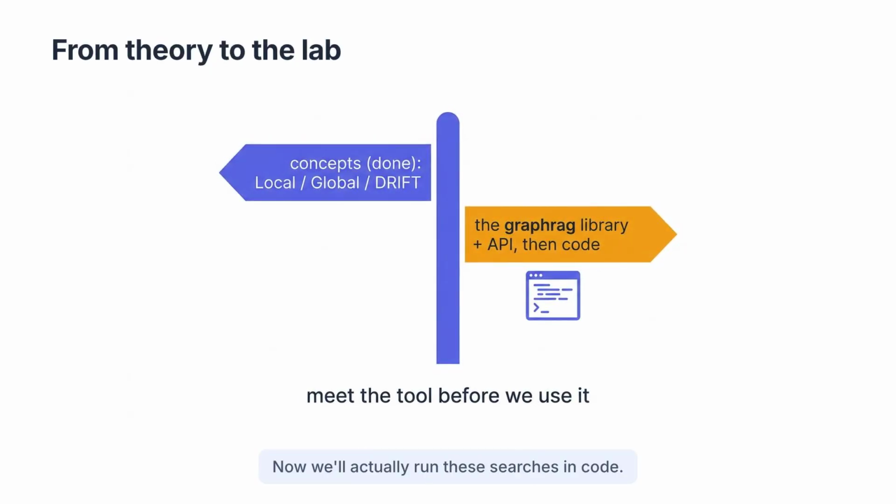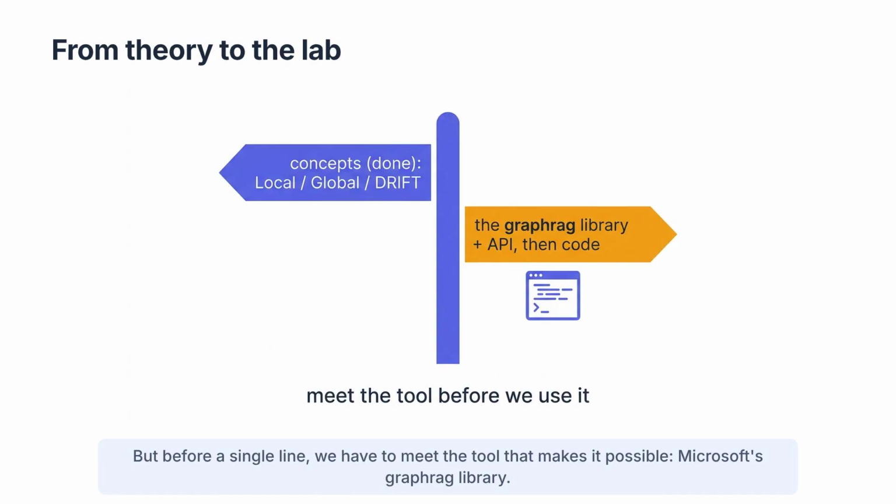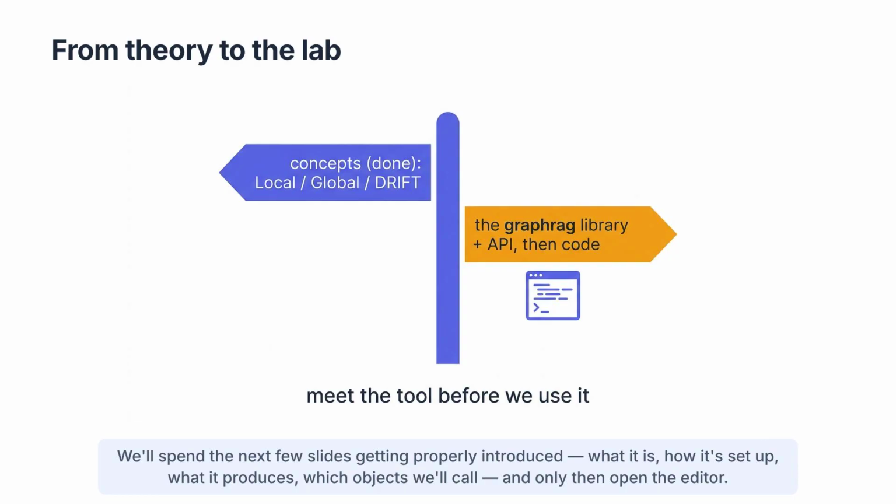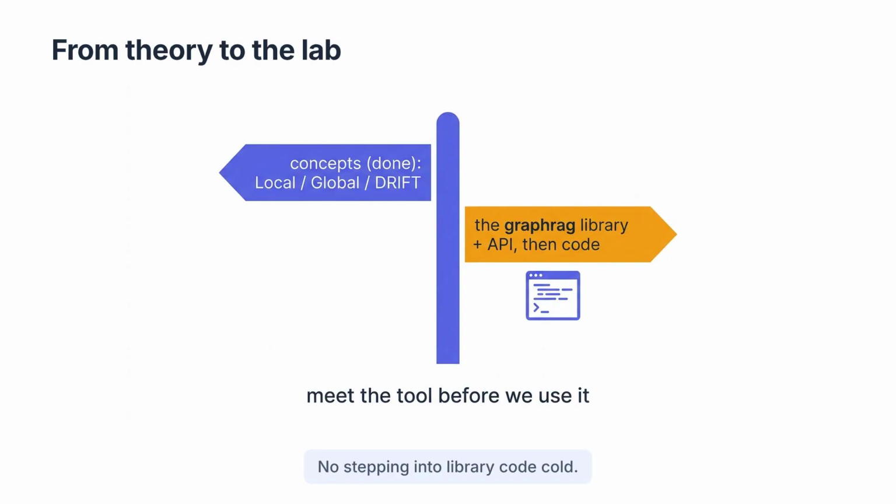Concepts locked in. Now we'll actually run these searches in code. But before a single line, we have to meet the tool that makes it possible, Microsoft's GraphRAG library. We'll spend the next few slides getting properly introduced: what it is, how it's set up, what it produces, which objects we'll call, and only then open the editor. No stepping into library code cold.